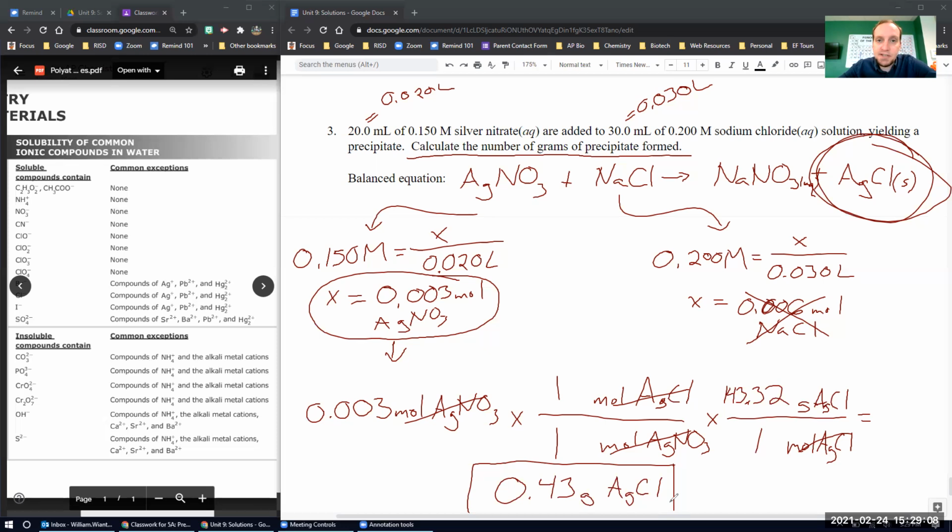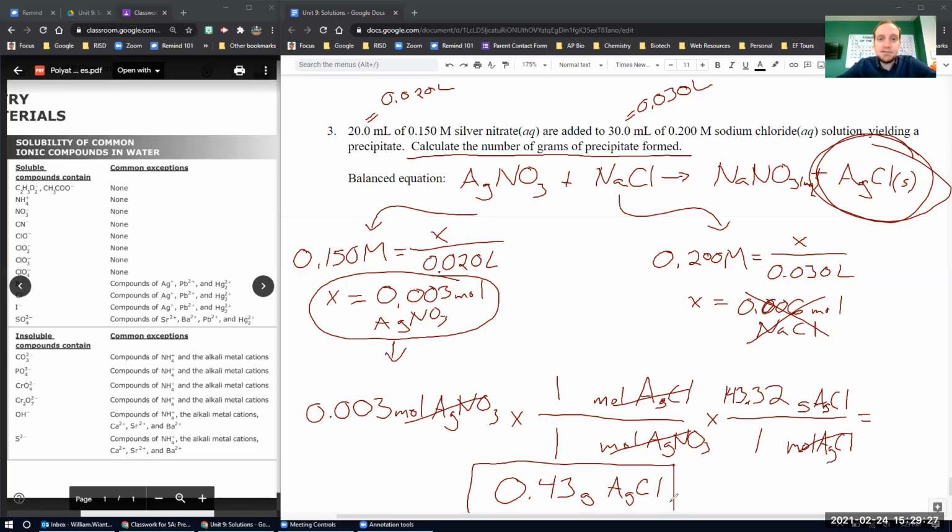My silver nitrate, once I got that into moles, I converted that into moles of our precipitate, which we determined using the solubility rules to be silver chloride. Once we got into moles of silver chloride, we just had to do one additional step to go into grams of silver chloride. And then we got our final answer of 0.43 grams of silver chloride.